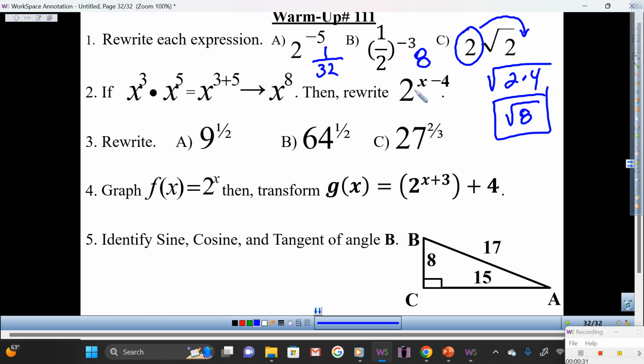Number 2, 2 to the x minus 4 is the same as 2 to the x over 2 to the 4, which is 16. Next, what is half power? Tell your neighbor, what is half power? Square root, yes. Square root of 9 is 3. That is correct. Square root of 64 is 8.